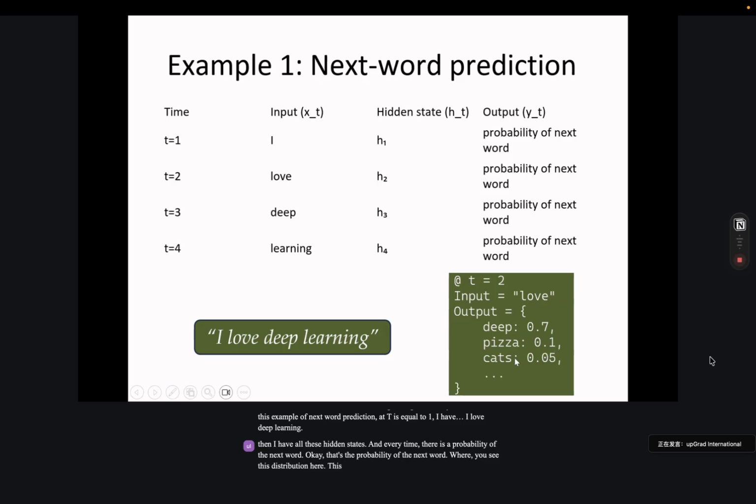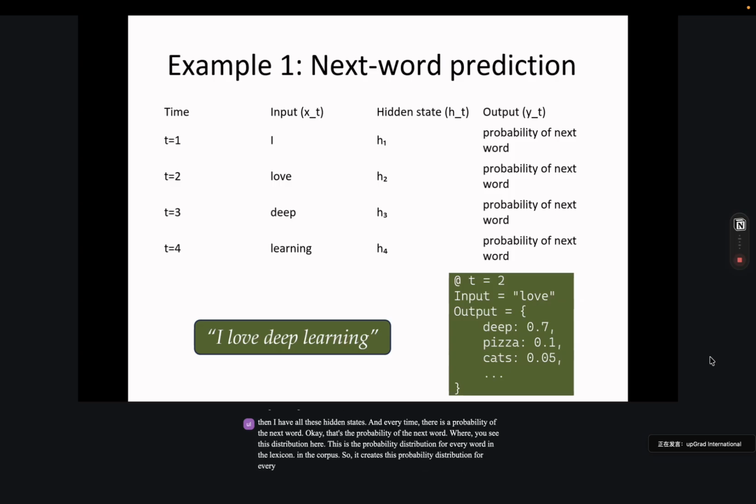This is the probability distribution for every word in the lexicon, in the corpus. So it creates this probability distribution for every word in the corpus after looking at a given word. Did that answer your question?